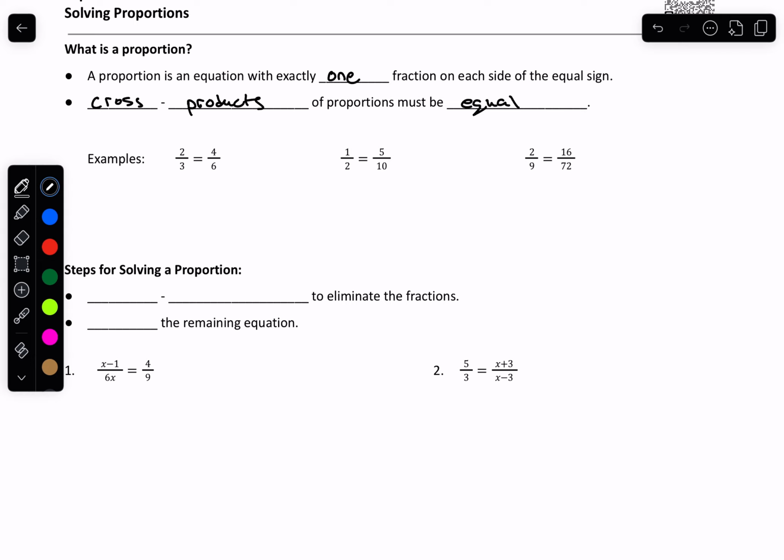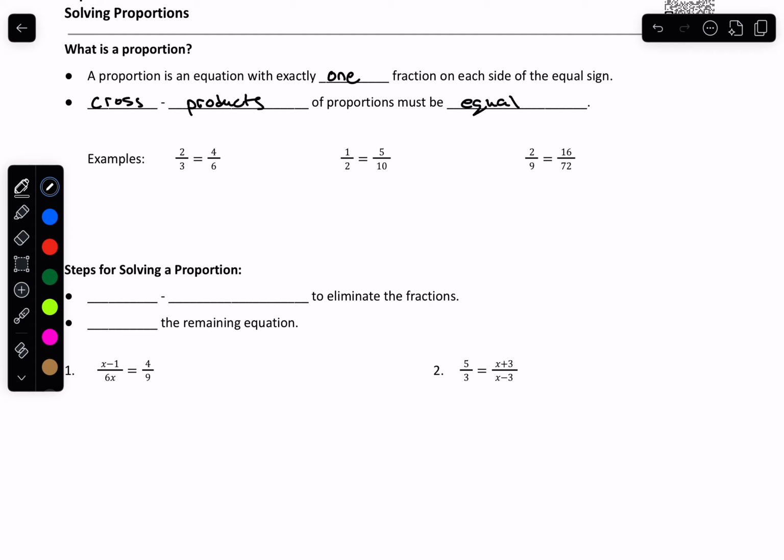The phrase cross product means that when you multiply diagonally, the numerator of one fraction times the denominator of the other fraction, and vice versa, we get a new equation that's equal to the original equation. In the first example here, I'm just going to show you the cross product and set them equal. In the second example, I'll show you why using a couple extra steps. And in the third one, we'll go back to just setting them equal to each other.